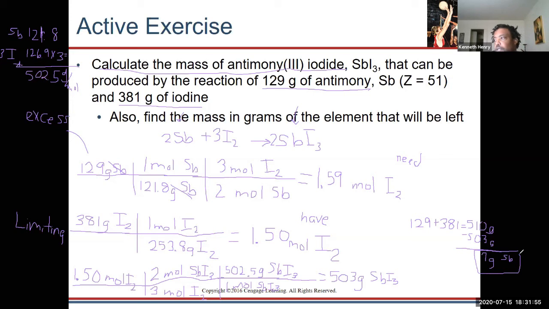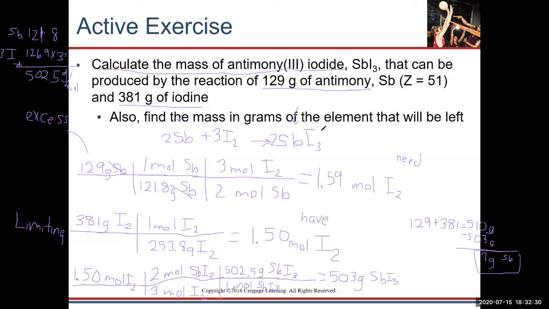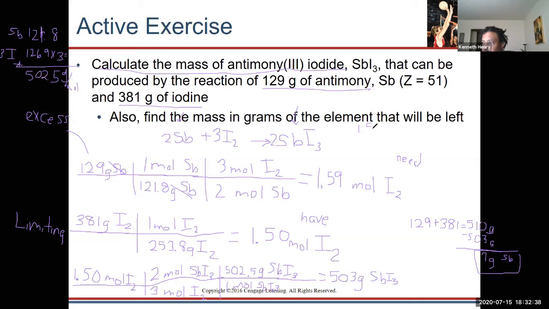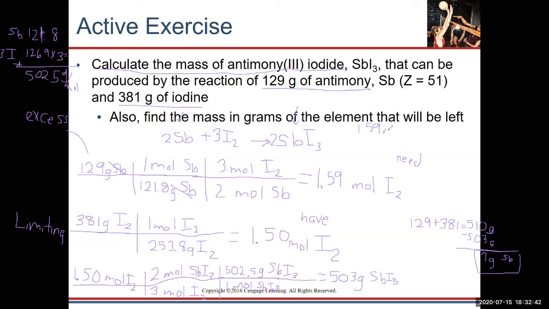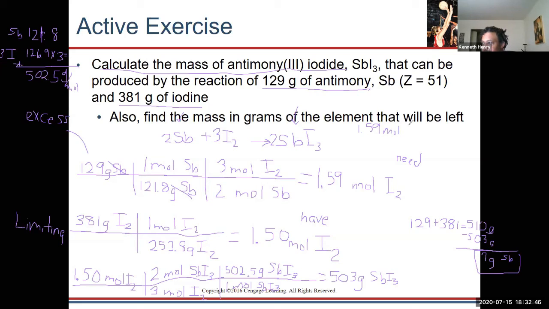The hard way would be, you could take the difference between what you have and what you give, and then use the moles of iodine, convert back to moles of antimony, and then multiply that by the molar mass, and then it'll give you the same answer. So you could just subtract these two. So it'll be 0.09, and then use the molar ratio of iodine to antimony. So that will be the long way, the more complicated way. So the limiting is our iodine. You would take the one that's in excess. Moles of iodide minus your limiting.